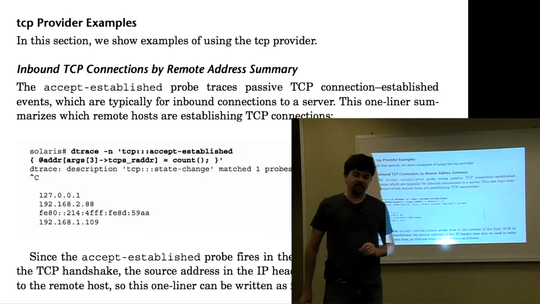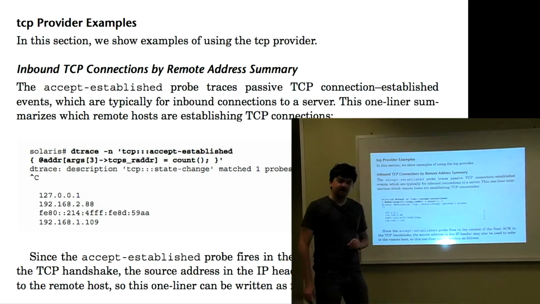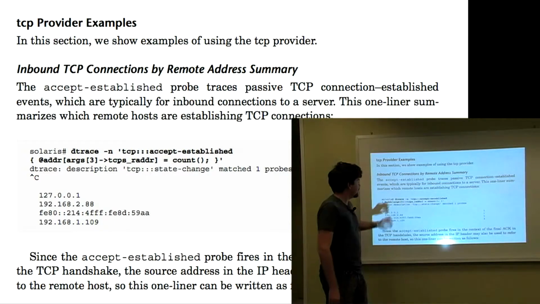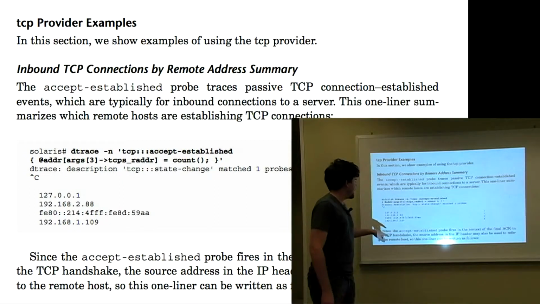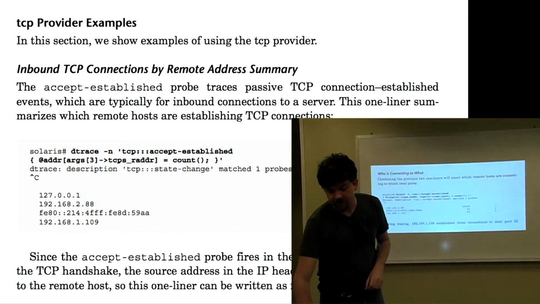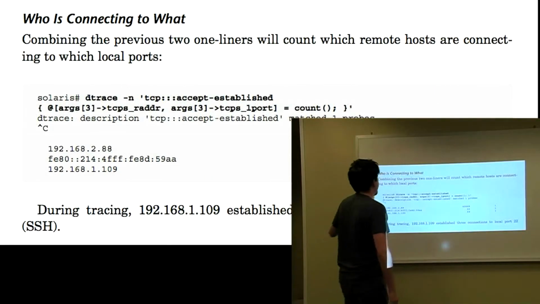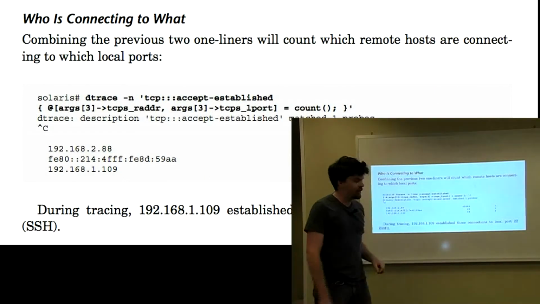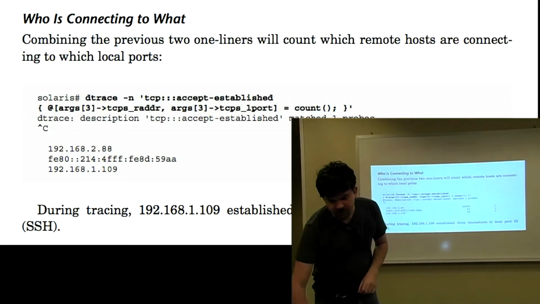The same for the TCP provider and the TCP provider scripts. This one-liner is doing TCP accept established by remote address. So here we can see it's tracing both IPv4 and IPv6 addresses, and it's frequency counting the number of new connections that were established. That one's doing accept established, including the port number. Just to give you a sense of what these providers do.